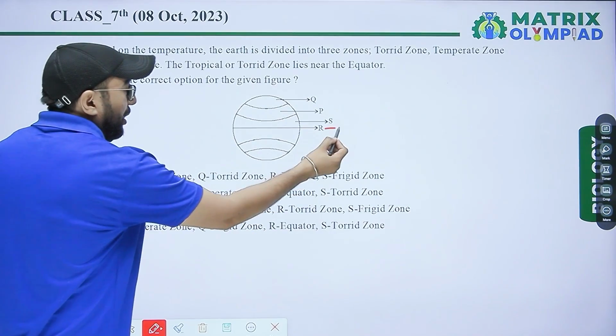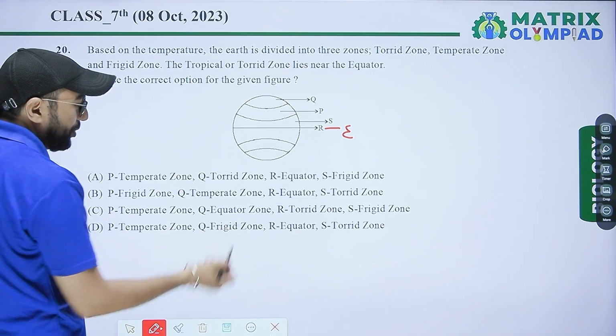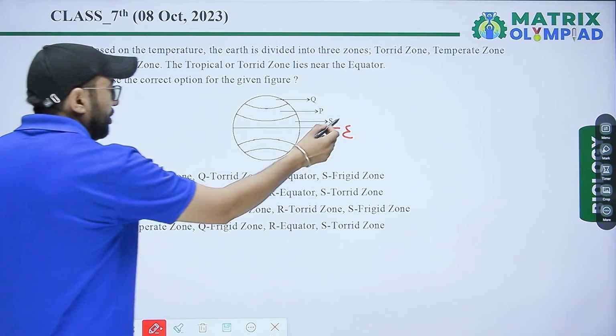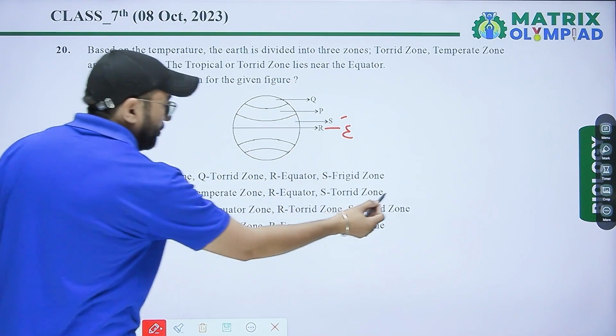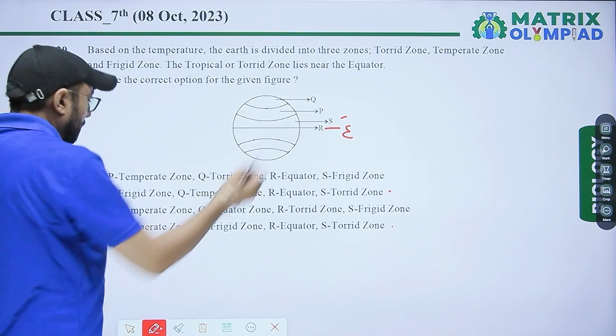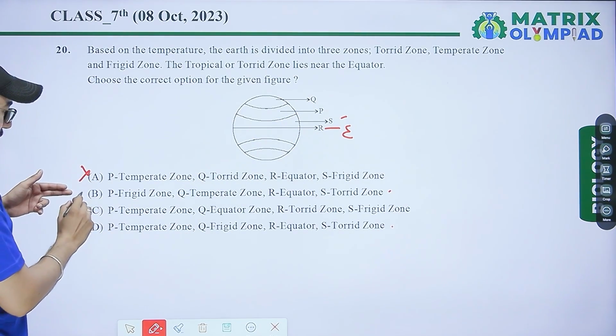R is the equator. R is the equator in option 3. Next one is S. S is the torrid zone. S in option 2. P is the temperate zone. Temperate zone P, that is wrong.